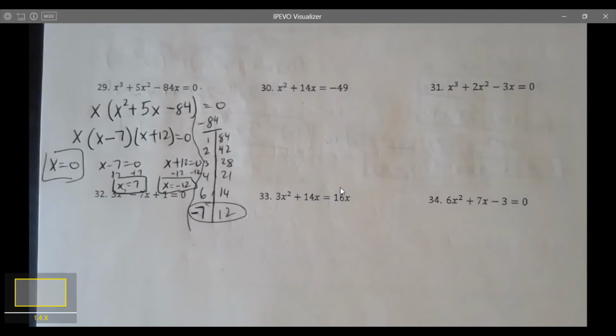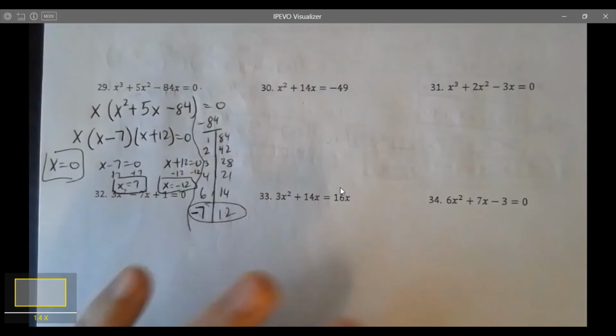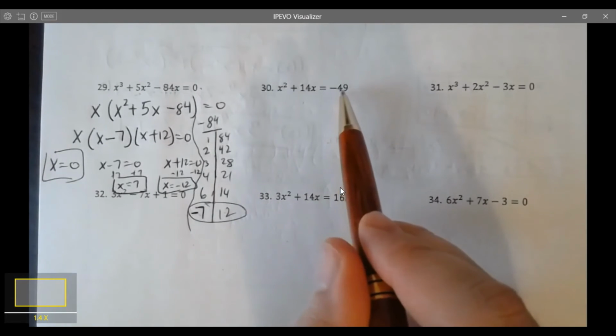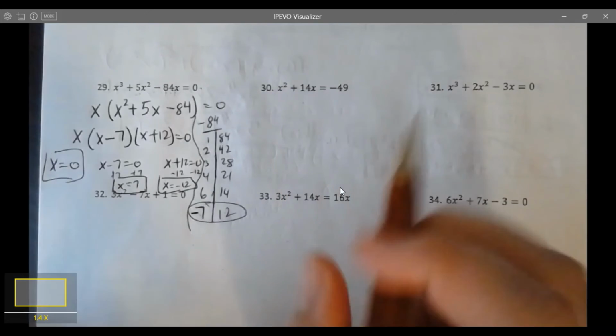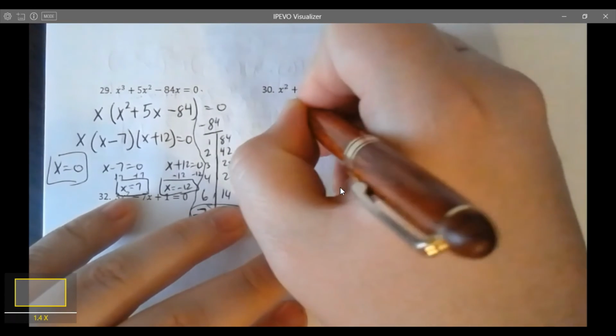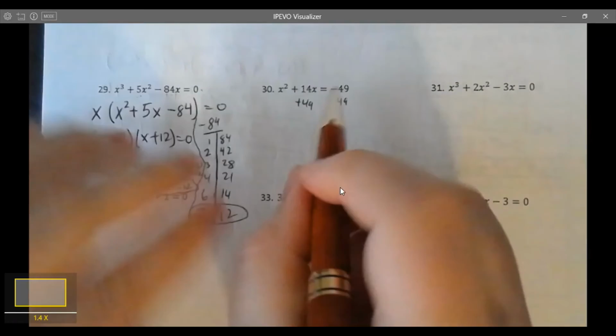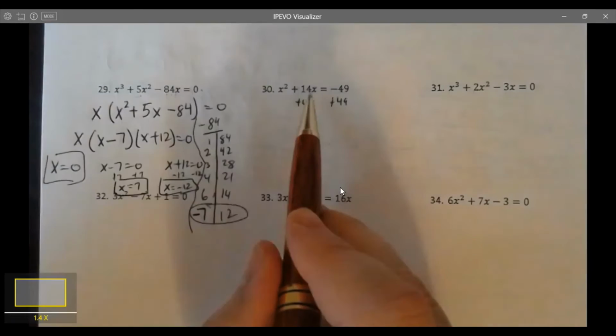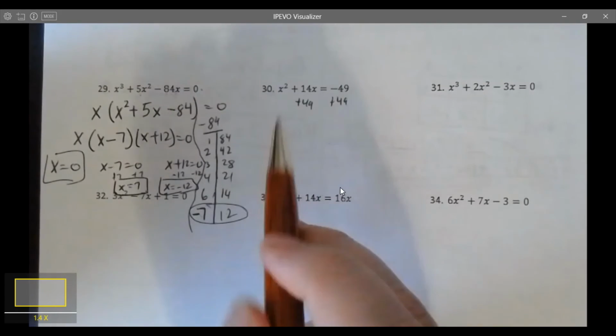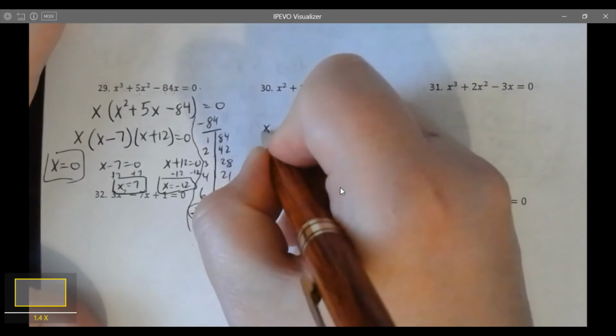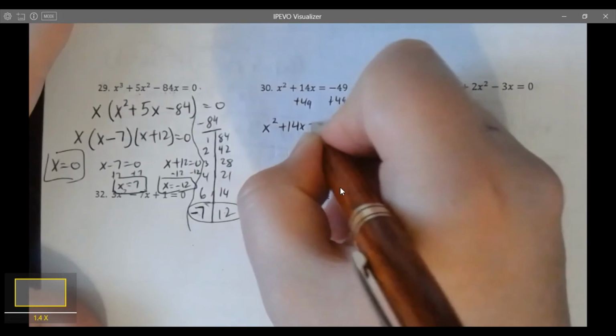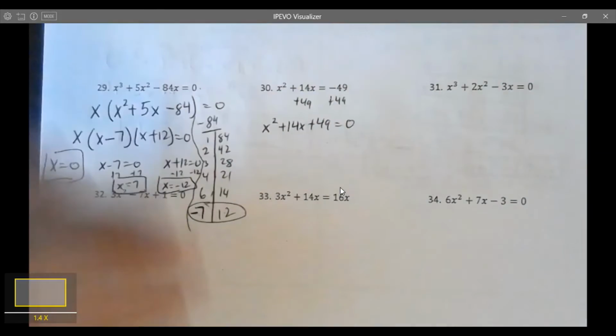The last one in this group of problems that I want to do with you is number 3. So you have x squared plus 14x equals negative 49. So we've got to get this to say equals 0 first. In order to do that, I need to move the negative 49 to the other side, so I need to first add 49 to both sides. Now notice there's no letter with 49, so I can't combine it with 14x or with x squared. So it's going to be its own term. So x squared plus 14x plus 49 equals 0.